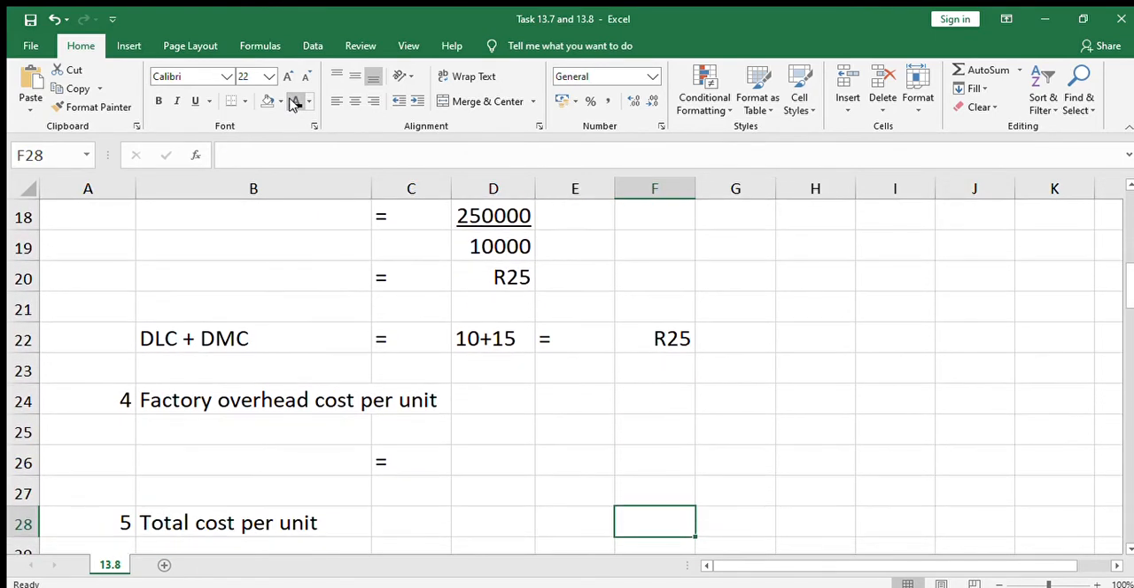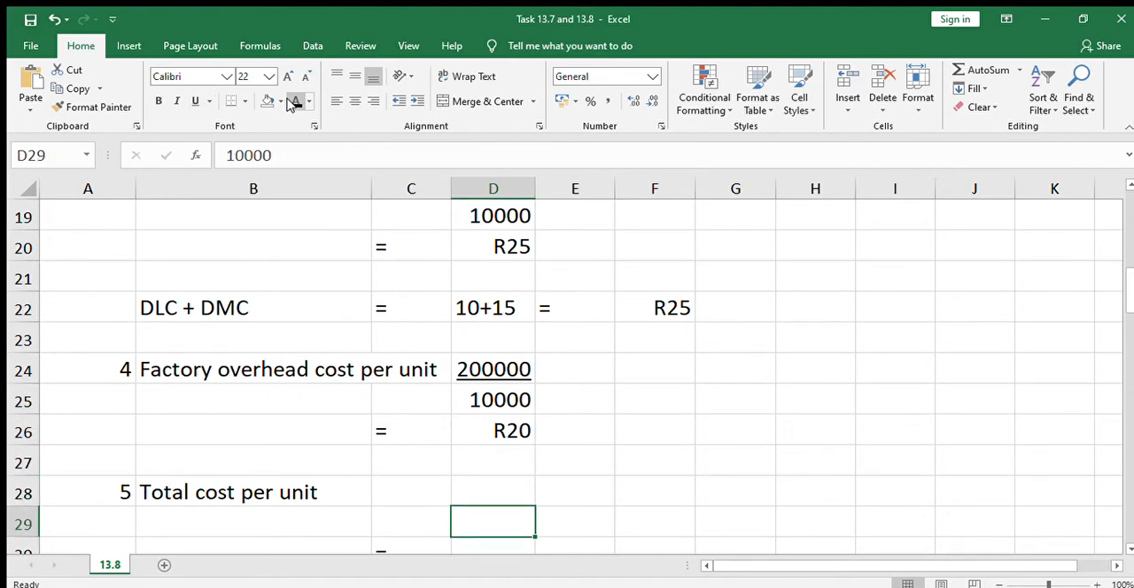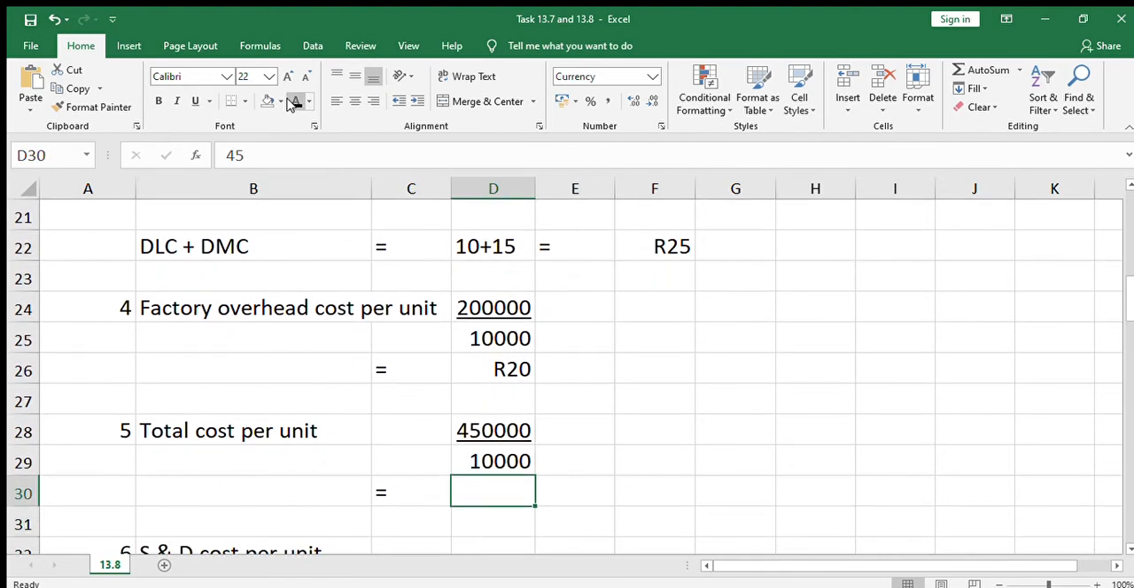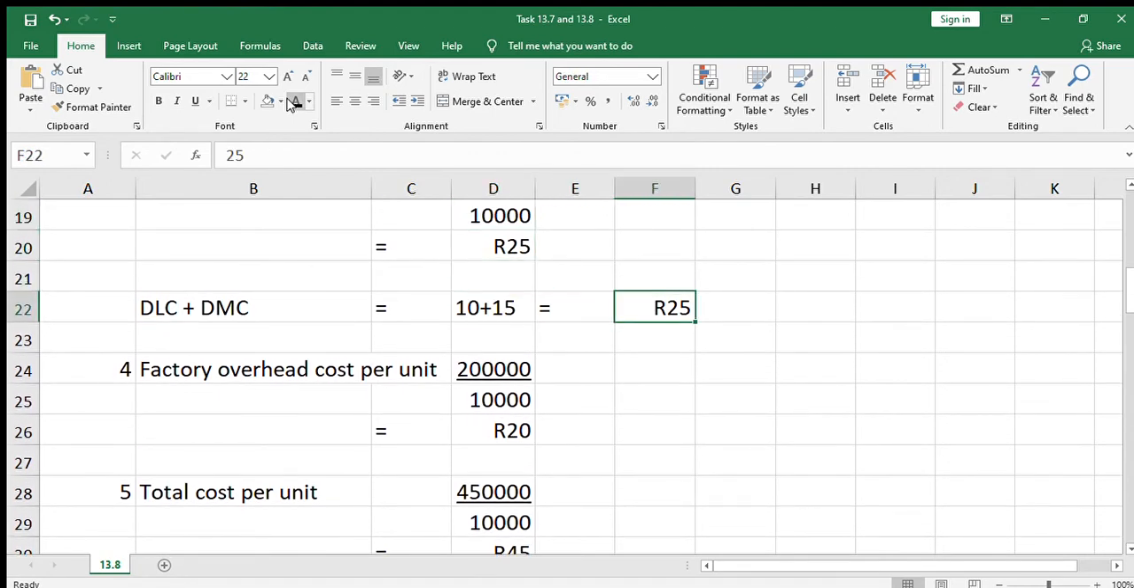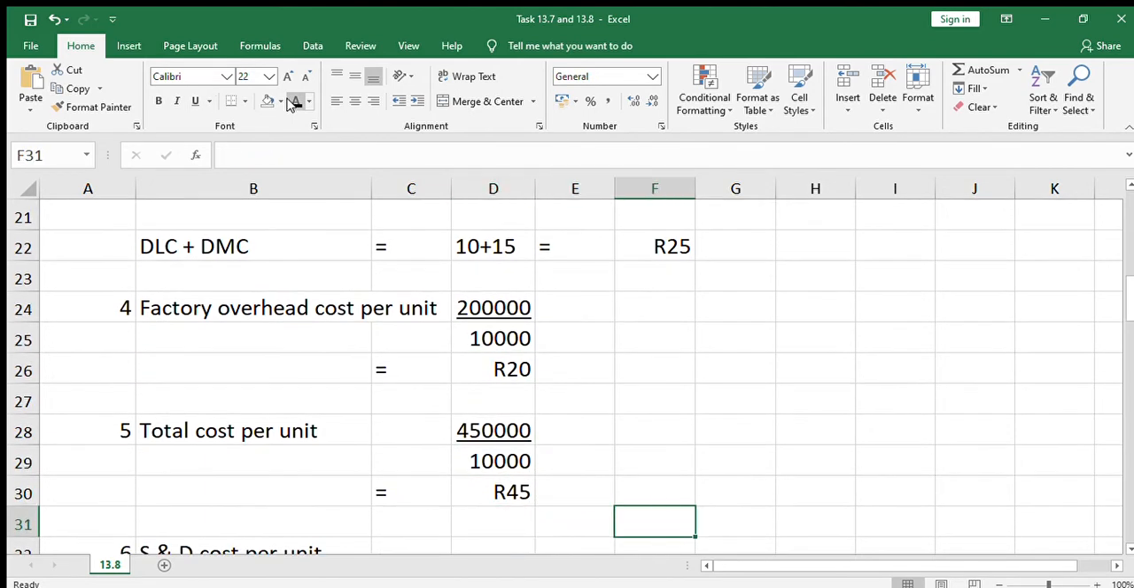Then the next thing we have is factory overhead cost per unit, and the formula is just factory overhead cost divided by the number of units produced. So it's 200,000 divided by 10,000 units to give us an answer of 20 Rand. Now the total cost per unit. We can take the answer from the production cost statement, which is 450,000 divided by 10,000 units to give us 45 Rand per unit. Alternatively, we could take our direct cost of 25 Rand plus our factory overhead cost per unit, which is 20 Rand, and it will also give you 45 Rand.